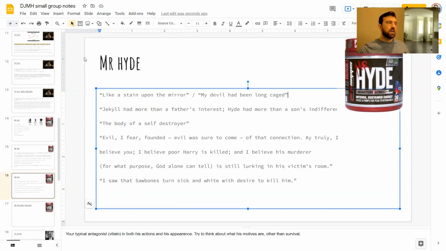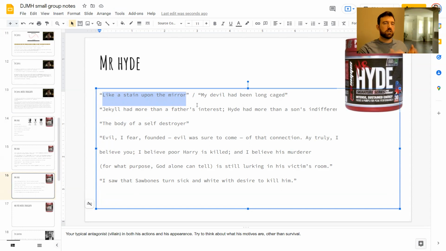So at the beginning, the simile of like a stain upon a mirror: if you breathe on glass or on a mirror, you know how it steams up a little bit, but then you can just wipe it away and it's gone. That's how Dr. Jekyll sees Mr. Hyde at the beginning. But then at the end, his devil is long caged. He can't get rid of Mr. Hyde anymore, so he just has to put Mr. Hyde in a cage.